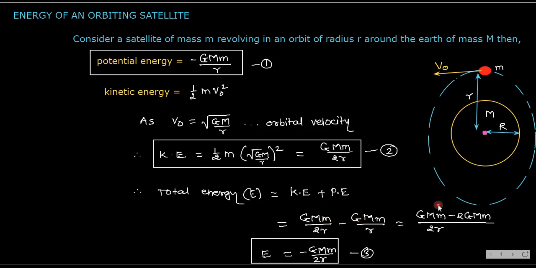Now take LCM. I have taken LCM as 2r. So GMm by 2r as it is, and minus 2GMm with the common denominator 2r. So what you are getting here? Minus GMm by 2r. This is your total energy, which I have denoted by capital E. Let us call this equation number 3. So pause the video and note down this slide. Understood? If you have doubt, you can call me. Note down this.